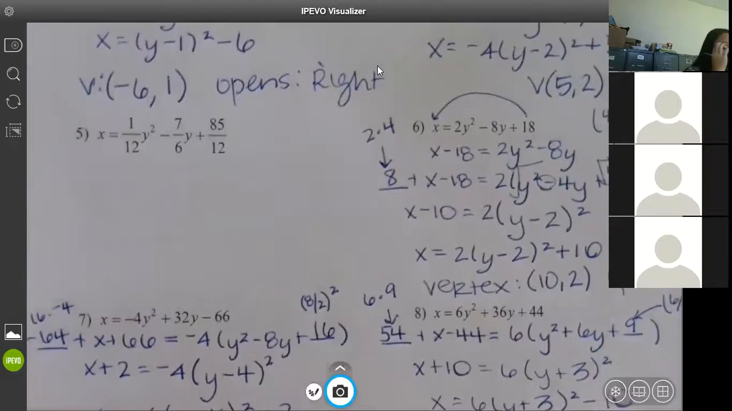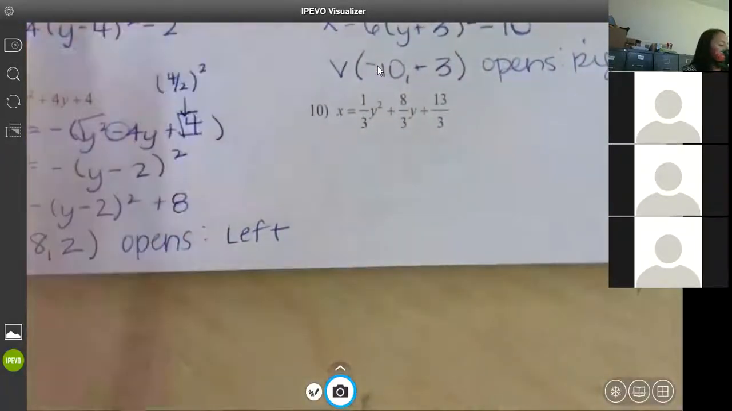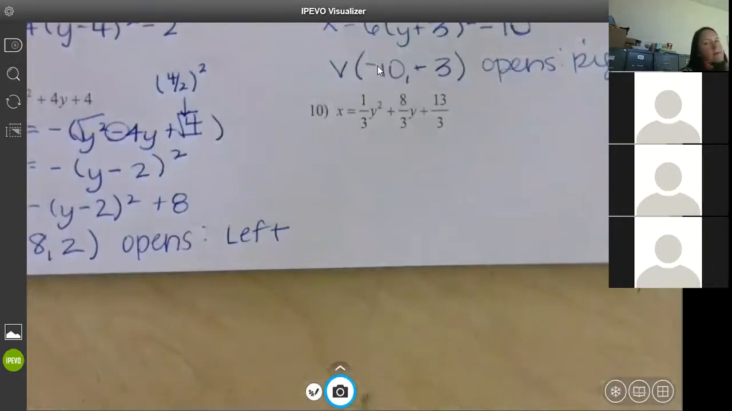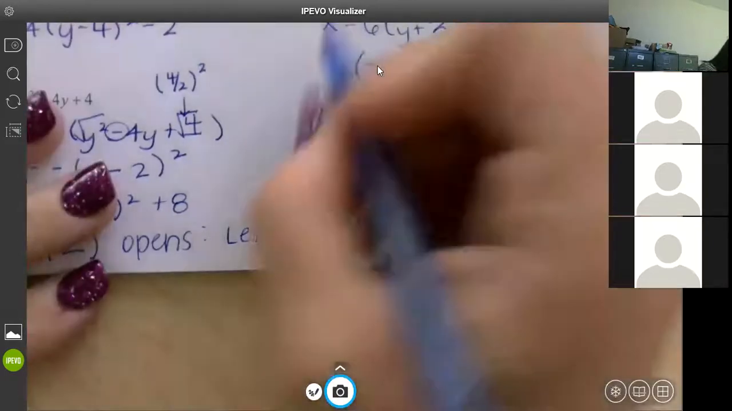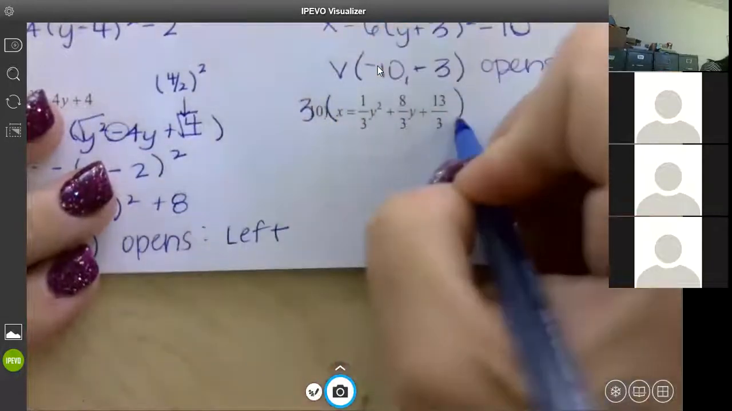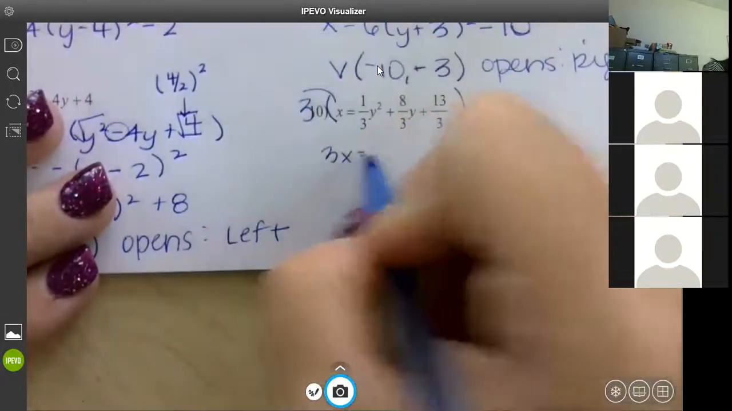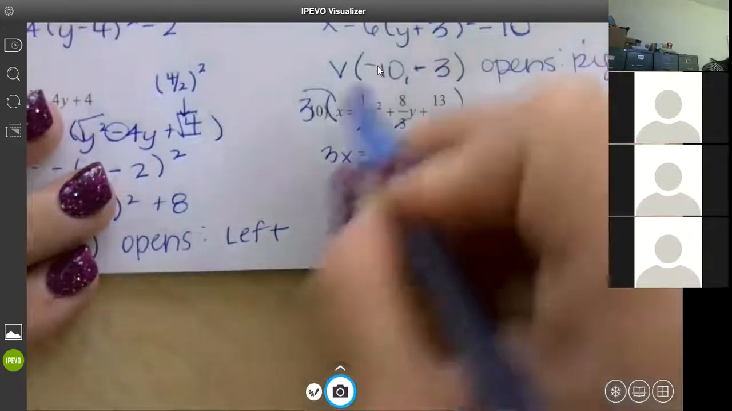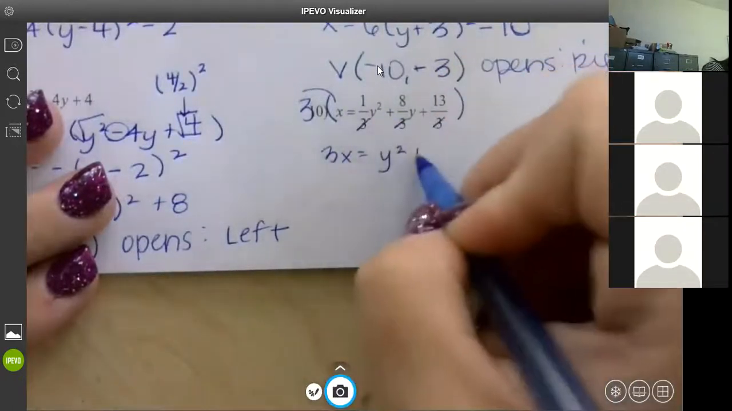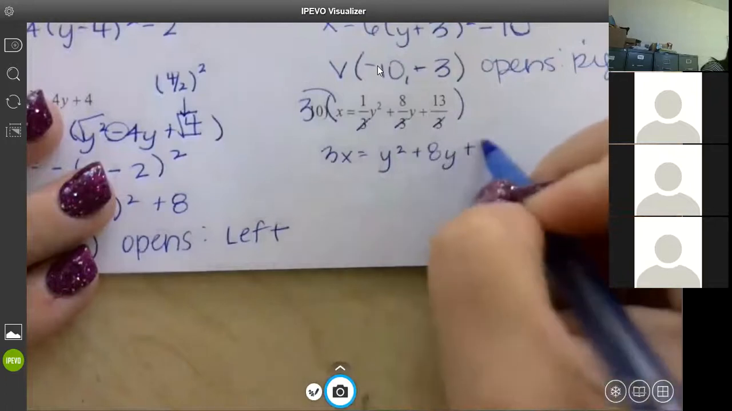All right. So let's do number 10 first, since they're all common denominators, and then we'll jump back up to number 5. I didn't realize they were different. How do I get rid of this denominator? Multiply everything by 3. So whatever your denominator is, that's what you're going to multiply by. On this, all it's going to do is make this 3x, and get rid of all those denominators. So you're going to have y squared plus 8y plus 13.